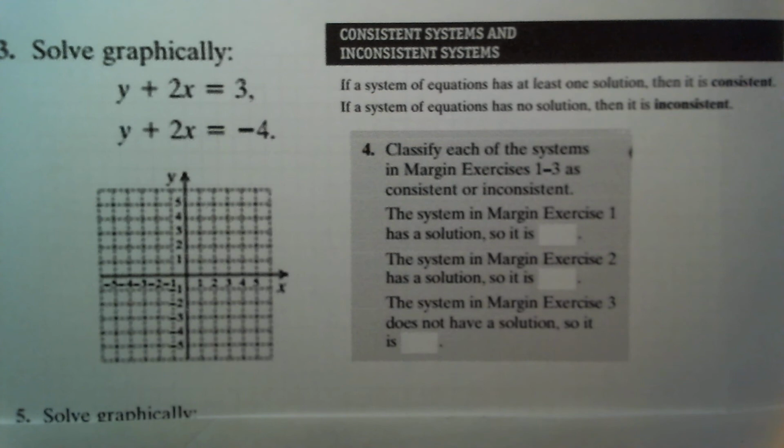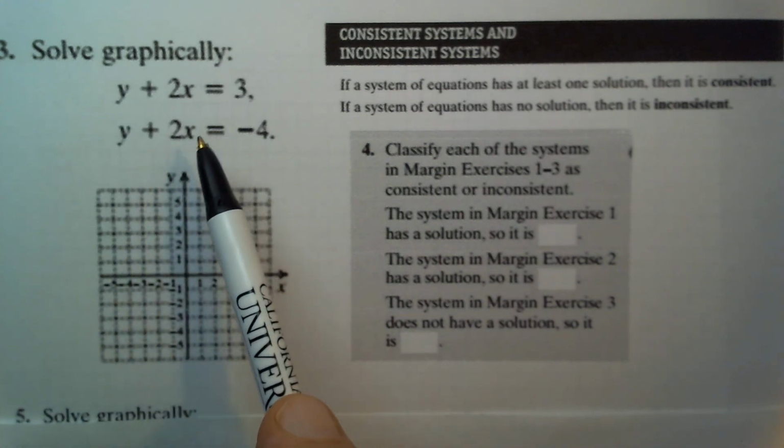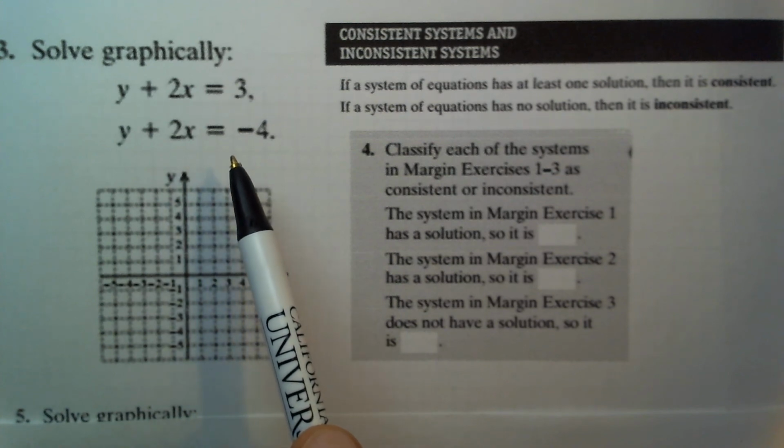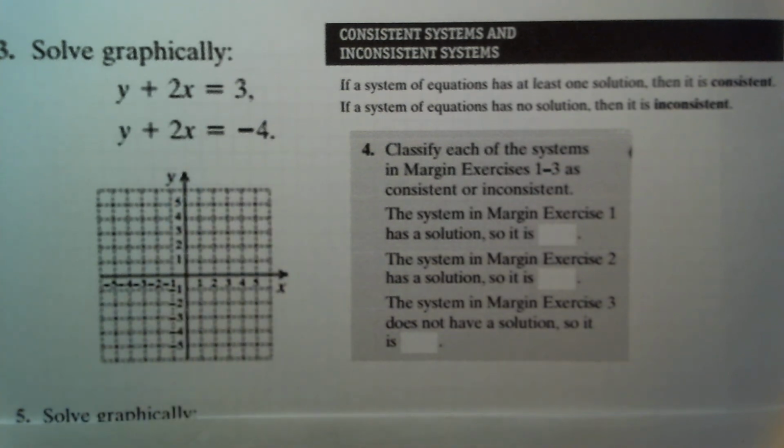Before we talk about consistent systems and inconsistent systems, let's solve exercise number 3. Solve graphically. y plus 2x equals 3 and y plus 2x equals negative 4. So let's graph these two equations.